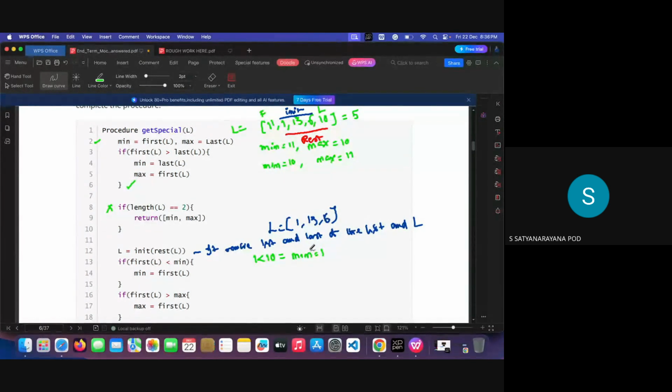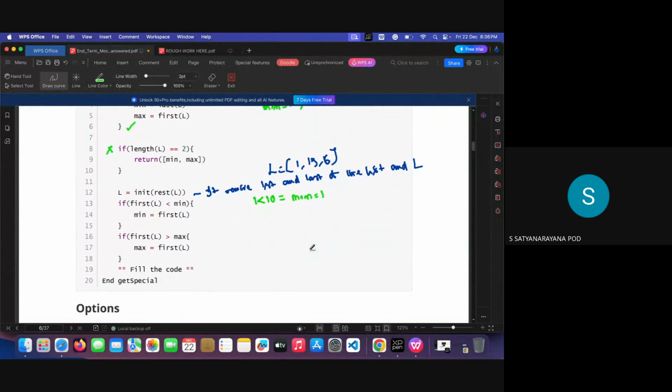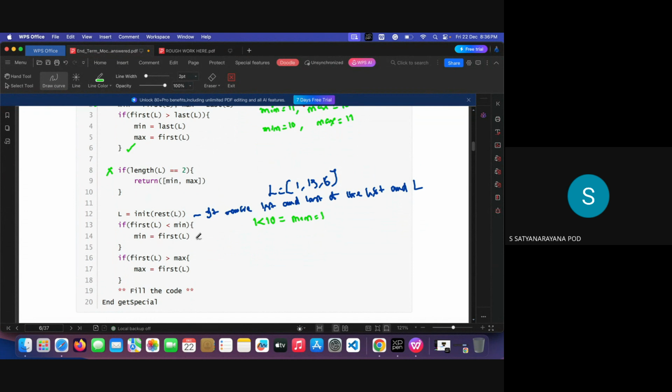Similarly, there is another condition also. Is first of L greater than max? What is my max value right now? It is 11 only, so I don't want to disturb it. There is no change here because my first element is 1. So 1 is not greater than max. No change in the max. Max will remain 11 only.